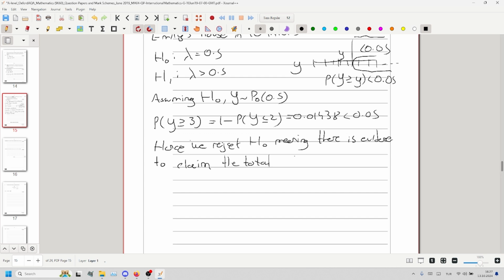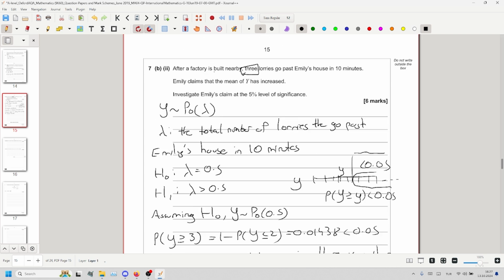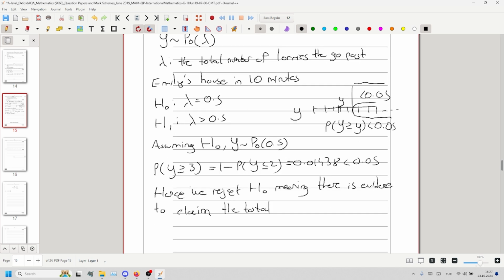I'm assuming you probably wouldn't have a problem if you just wrote this as well: the total number of lorries that go past Emily's house in 10 minutes has increased. Right, that is our hypothesis test.